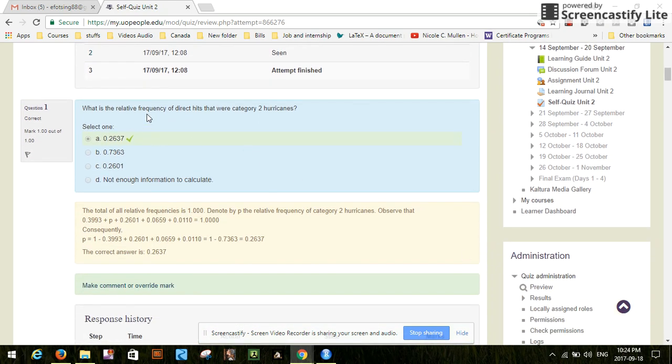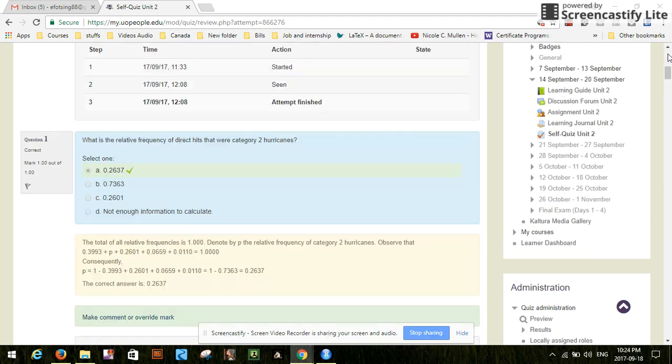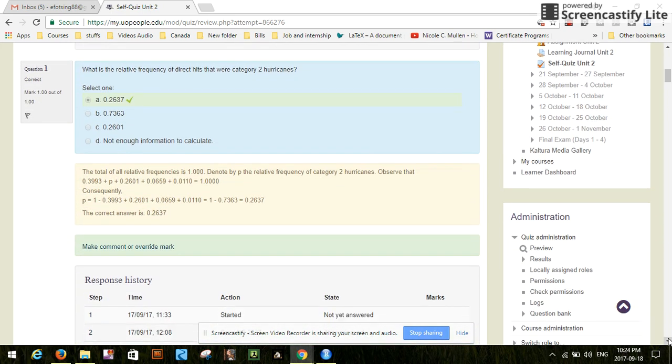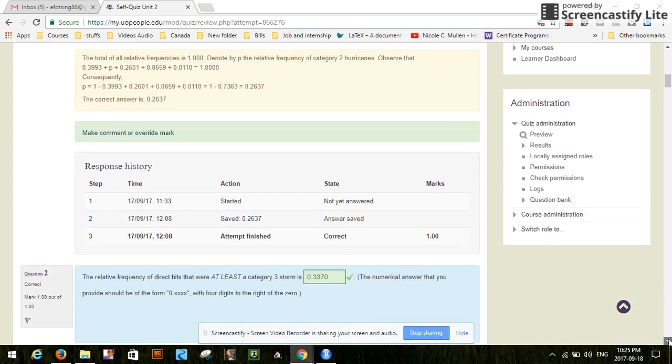Here we ask, what is the relative frequency of direct hits that were category 2 hurricanes? We see that value was not in the table. So how do we get that? One way is to remember what I just mentioned: the sum of all the relative frequencies should be equal to 1. So it's all about solving the equation for P, which is what you do here. It's only going to be 1 minus all the frequencies that were given in the table. So yes, that's the answer for this question.